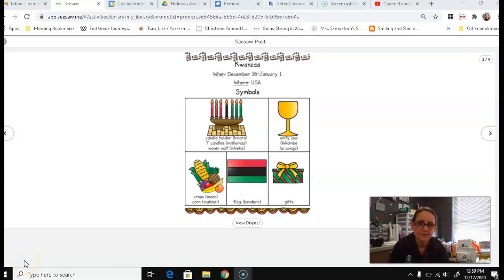Today your STEM activity has to do with Kwanzaa. And we learned that Kwanzaa happens from December 26th to January 1st and mostly in the United States. Some of the symbols of Kwanzaa are a candle holder that holds 7 candles and it has a woven mat, a unity cup, crops, mainly corn and fruit, the flag, and gifts were some of the things that we learned about in our facts yesterday.